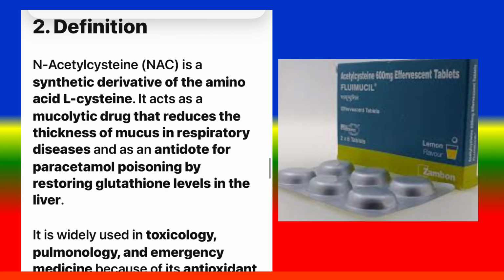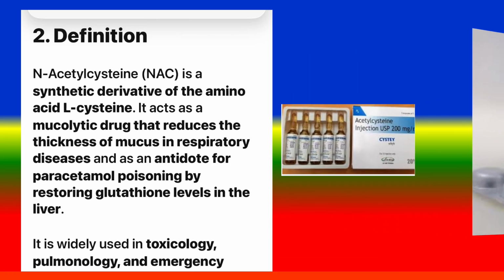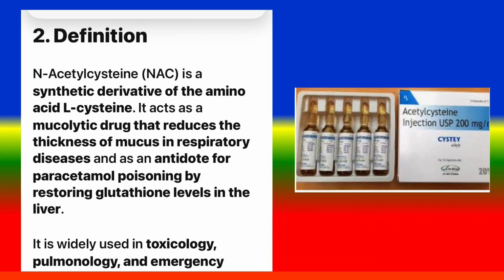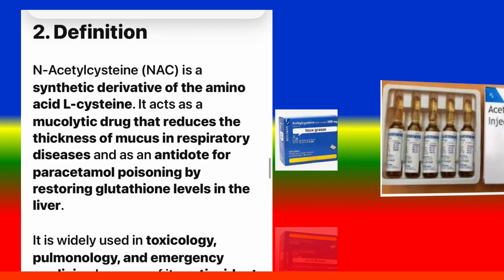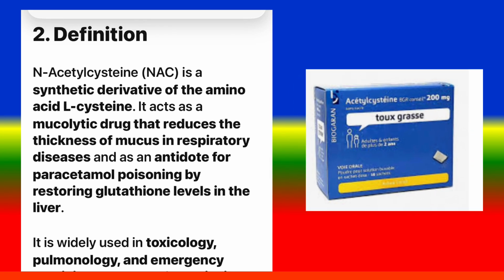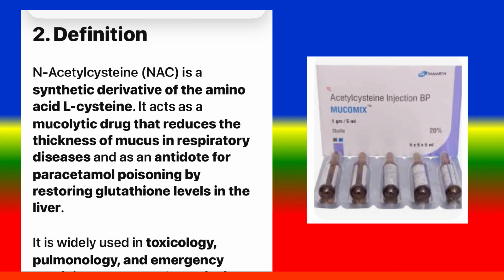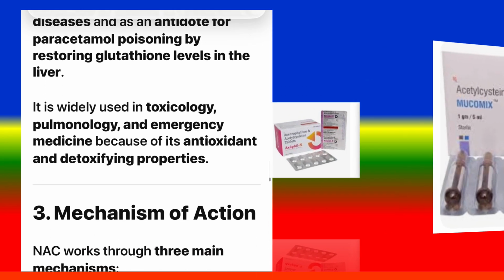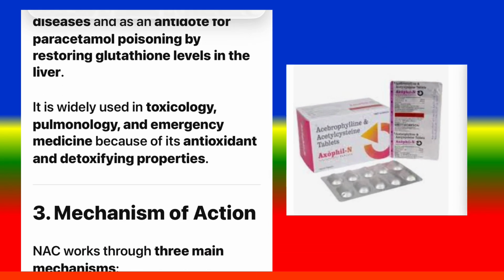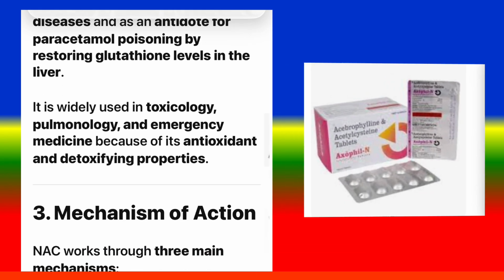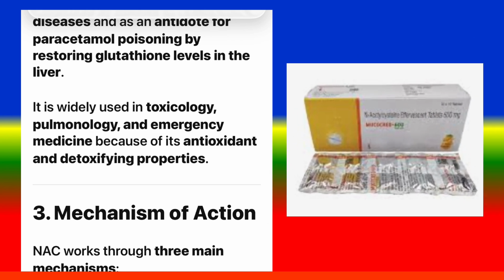Number 2. Definition: N-acetylcysteine, NAC, is a synthetic derivative of the amino acid cysteine. It acts as a mucolytic drug that reduces the thickness of mucus in respiratory diseases and as an antidote for paracetamol poisoning by restoring glutathione levels in the liver. It is widely used in toxicology, pulmonology, and emergency medicine because of its antioxidant, sedant, and detoxifying properties.